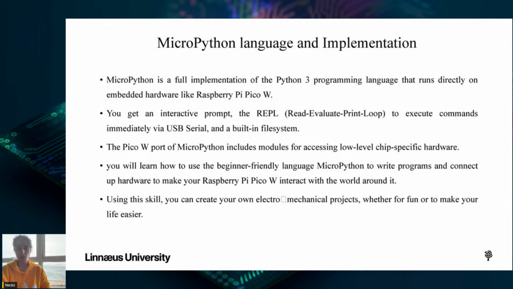MicroPython aims to implement the Python 3.4 standard with selected features from later versions with respect to language syntax, and most of the features of MicroPython are identical to those described by the language reference documentation. Also, it offers an interactive prompt called the REPL, that is read, evaluate, print loop, and allows users to execute commands immediately via USB serial.